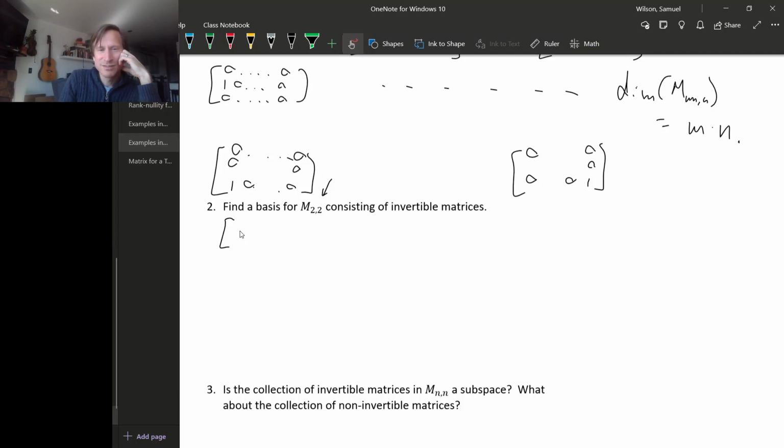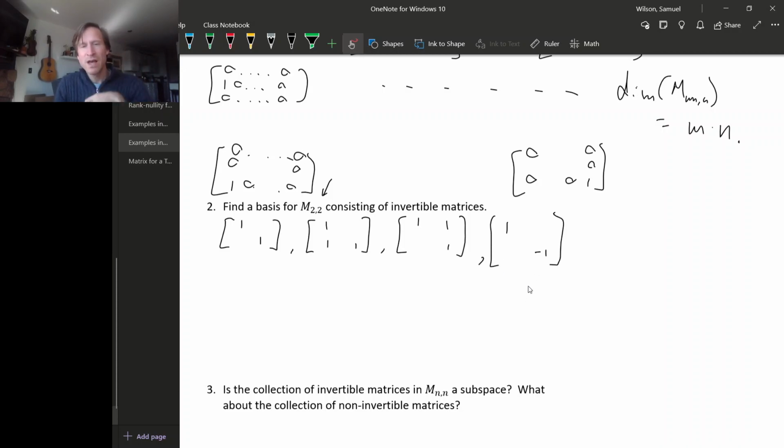How about maybe the identity, that's invertible. We could maybe have a 1 down here. This is invertible. We know this is invertible because its determinant is non-zero. We could have a 1 up there. This is also invertible for the same reason. And then how about this matrix? That's also invertible because its determinant is non-zero.